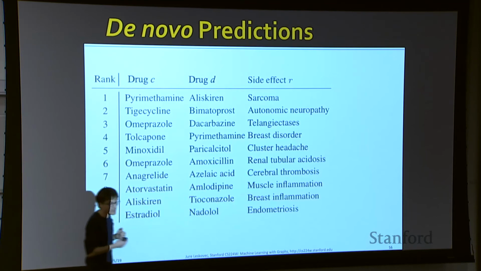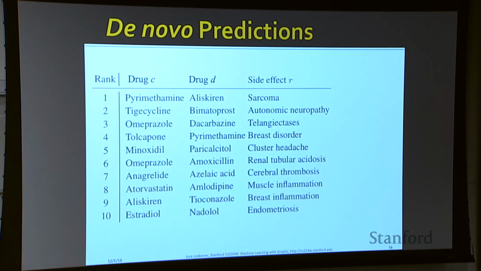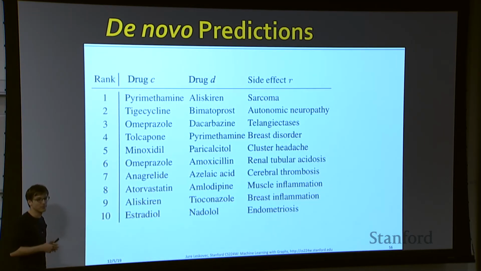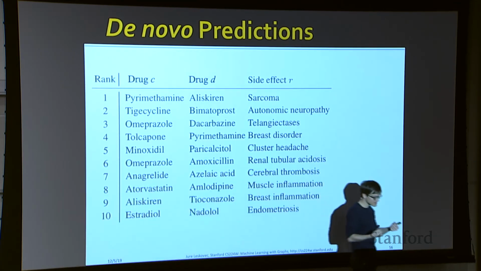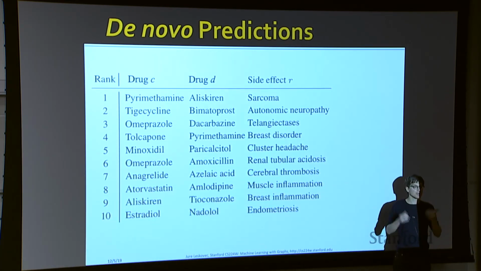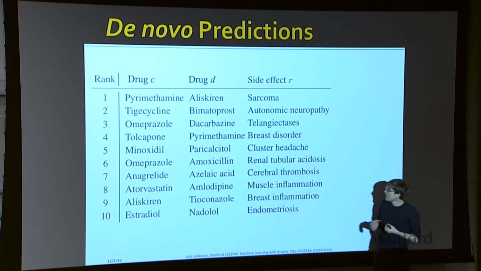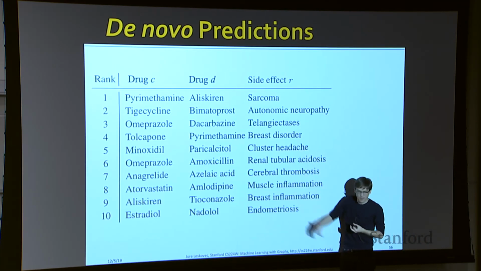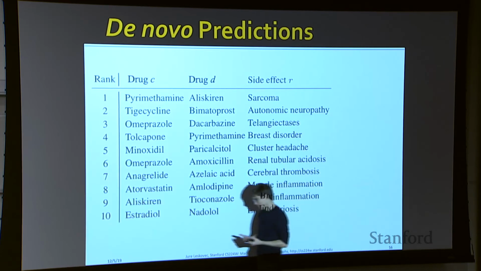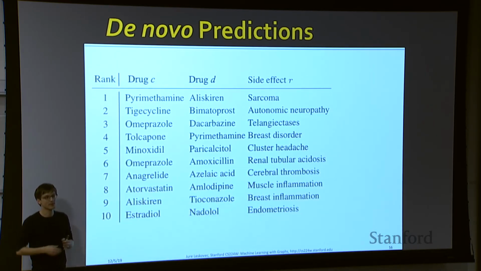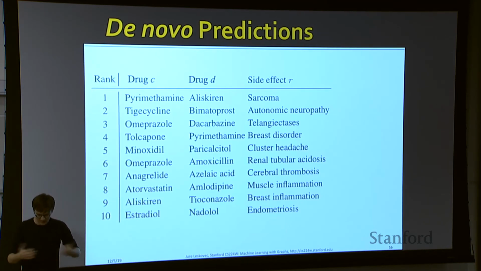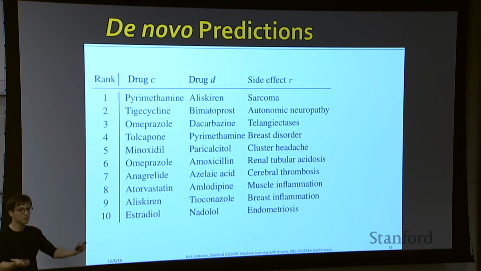What is maybe more interesting is that you can use this model and ask it to make novel predictions. So what we did is we take all drug pairs, and for every drug pair we asked, what are the predictions the model makes? And here are the top 10 most confident predictions that the model makes over the data. These are predictions. This is not cross-validation. These are just pure predictions of the model.